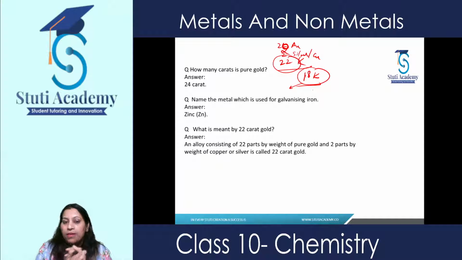And name the metal which is used for galvanizing iron. Answer is zinc. That process is known as galvanization. To prevent the iron from rusting, we deposit a layer of zinc over it, and that process is known as galvanization. So what is meant by 22 carat gold? As I told you, 22 parts of pure gold and 2 parts of copper or silver.